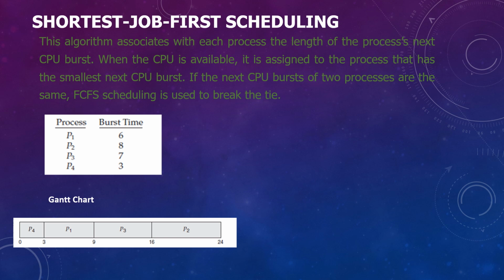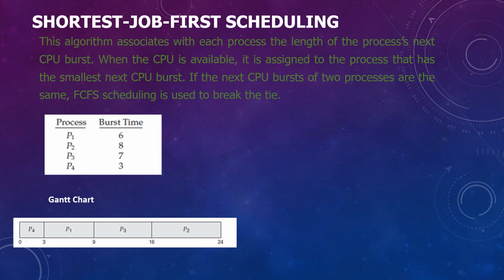Look at the diagram and the table given. Here you have a set of processes and the burst time associated with each process. The burst time of process P1 is 6. For process P2, the burst time is 8. For process P3, the burst time is 7. And for process P4, the burst time is 3. These are the processes kept waiting in the queue for access to the CPU. Before finding the waiting time and the turnaround time, first we have to draw a Gantt chart.